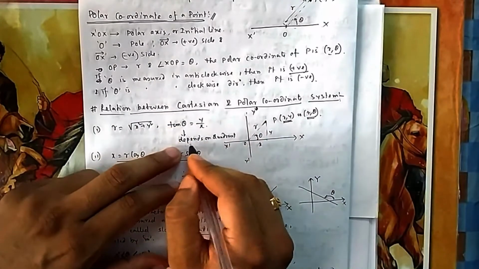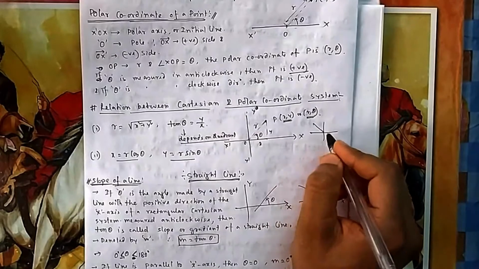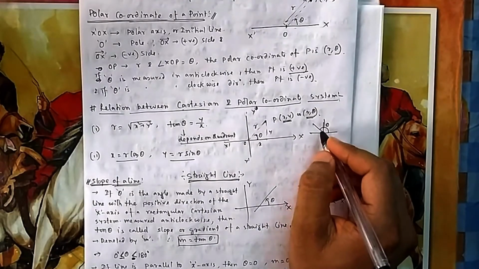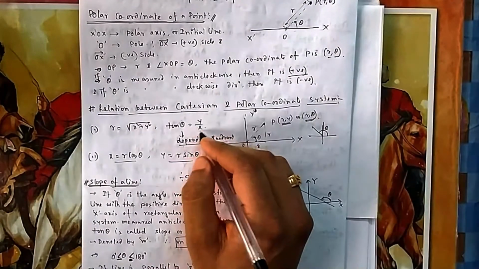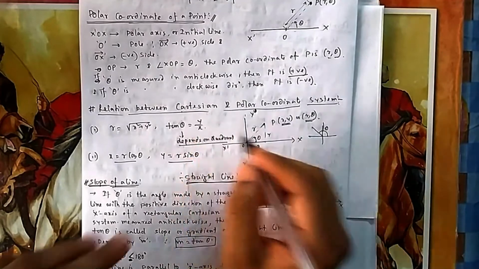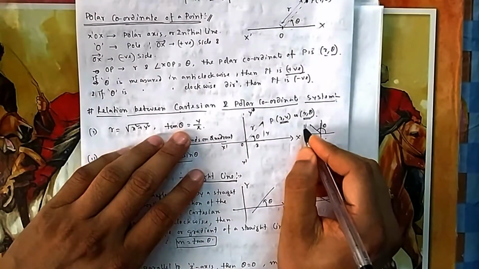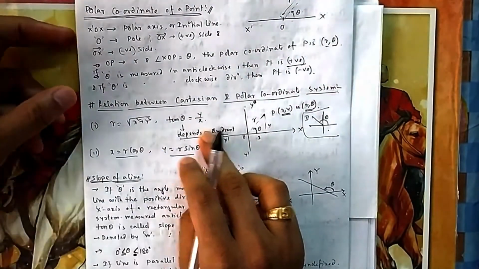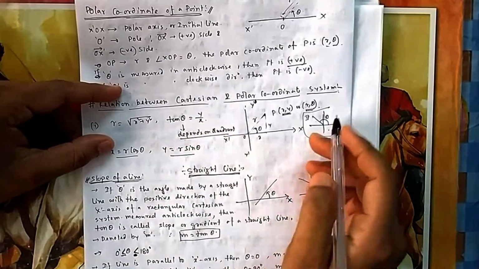But here theta will depend on the quadrant you are in. If you are in this quadrant, then this will be theta. Your tan theta should be negative, so your y by x should be negative. Because tan is negative in the second quadrant also, you have to be a little careful. That's why I have written that this formula depends on which quadrant it is. The idea is the same, but you have to do a little bit of manipulation.